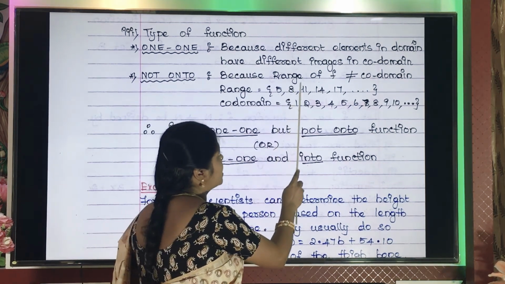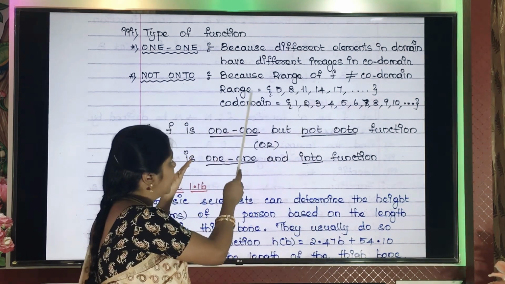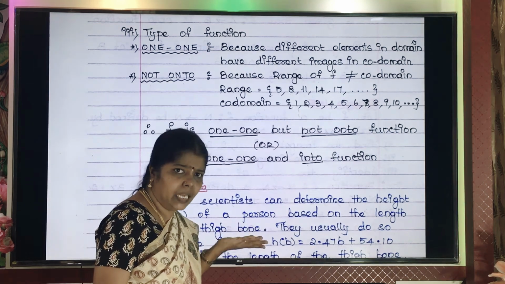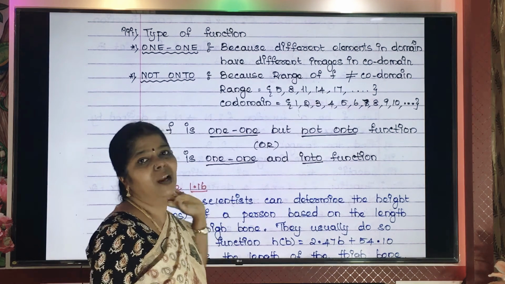5, 8, 11, 14, 17. Now see here, is the range equal to codomain? Is it equal? No. Therefore, this function cannot be onto.